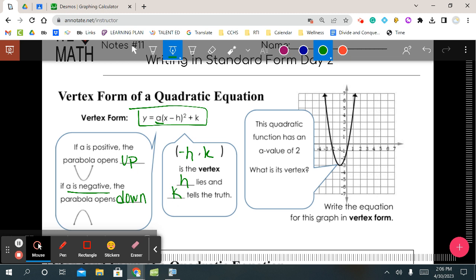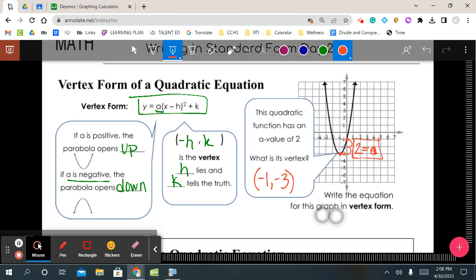So looking at this graph to the right, our vertex is -1, -3. And to find that A value, they went over 1, and it looks like they went up 2 till they hit that line. So that is where we get the A value of 2. Okay.